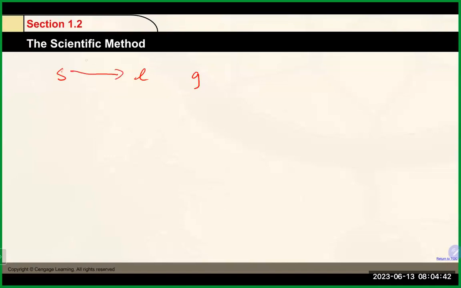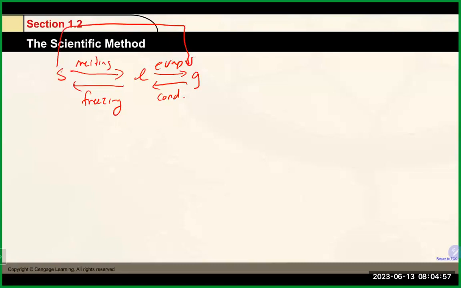Again, solid to liquid, that is our melting. Liquid to solid, that's our freezing. Liquid to gas, our evaporation. Gas to liquid, our condensation. Solid directly to gas, sublimation. And gas directly to solid, deposition.